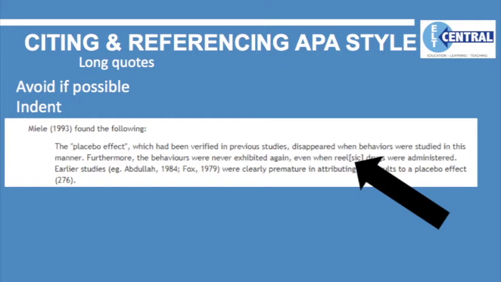What does that mean? Well, when you read the sentence, "Furthermore, the behaviours were never exhibited again, even when real drugs were administered," of course that word is misspelt, but it wasn't your misspelling, that was the author's misspelling. So the SIC means that isn't your mistake. This is how it really was.